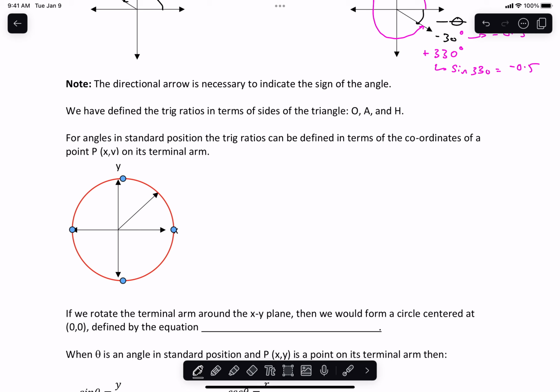All right, so we have defined the trig ratios in terms of sides of the triangle: opposite, adjacent, and hypotenuse. That's what those stand for. For angles in standard position, the trig ratios can be defined in terms of the coordinates of the point P, X and Y. That got cut off by the picture, sorry. That should be X and Y, not X and V, on the terminal arm.